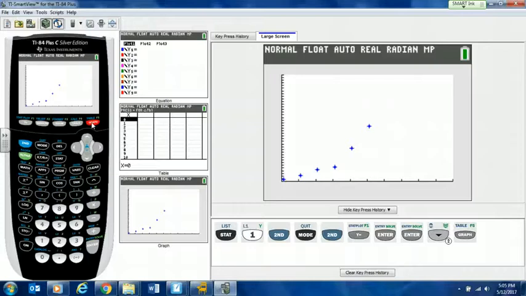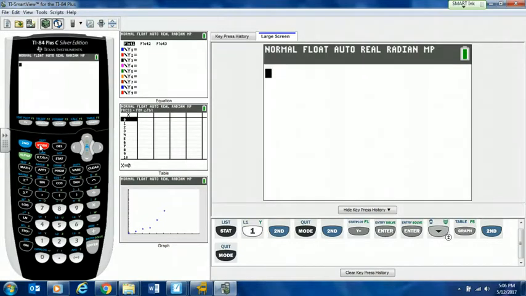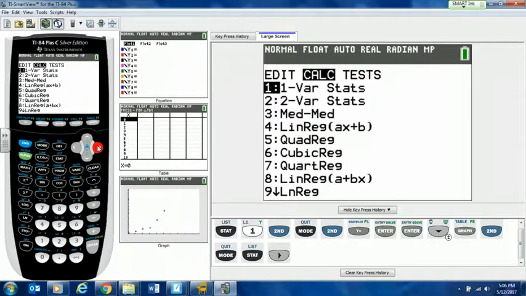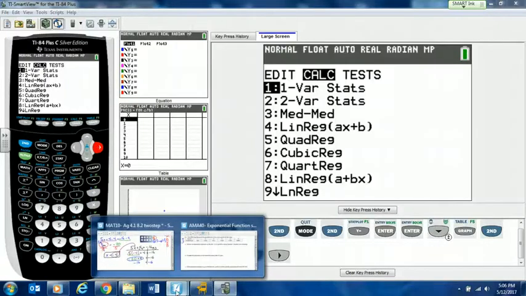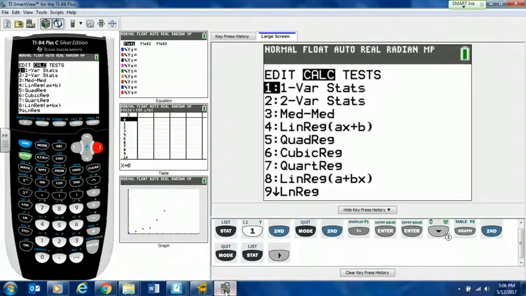Now that I have these points, I want to find the regression equation. To do that, we first have to go back to our screen. From here, you press Stat, and then move on over to Calc. This screen is where you find all the different types of regression equations. Our question specifically asks for exponential regression, so I'm going to look for exponential.